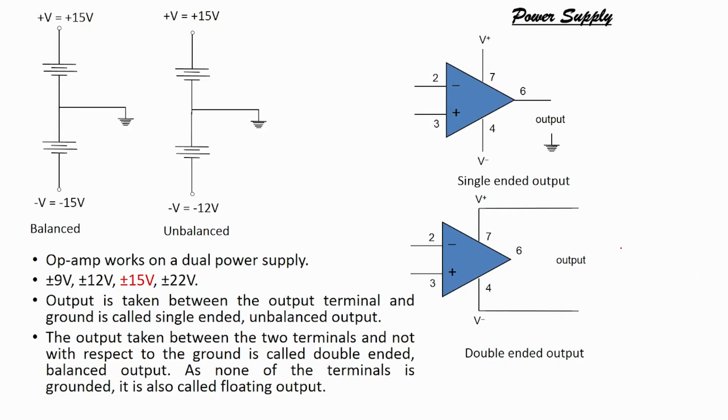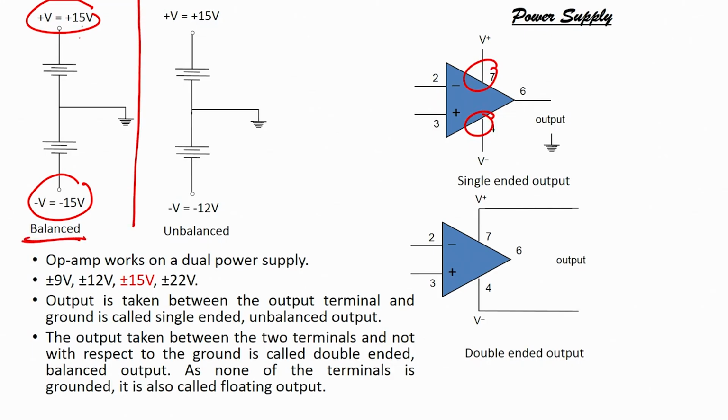Now, let us see power supply. So, you have seen, right, that if I apply plus 15 volts and minus 15 volts to the op amp at pins 7 and 4, then it will be my balanced power supply, balanced because both are the same, plus 15, minus 15. But in some cases we also apply plus 15 volts and minus 12 volts, that will be my unbalanced power supply.